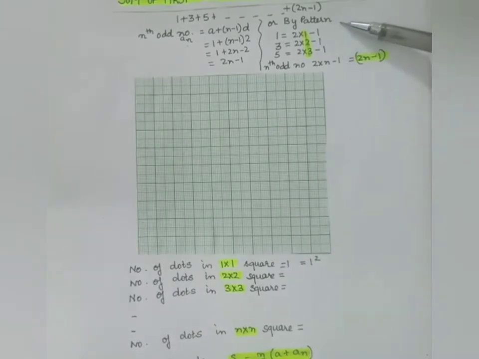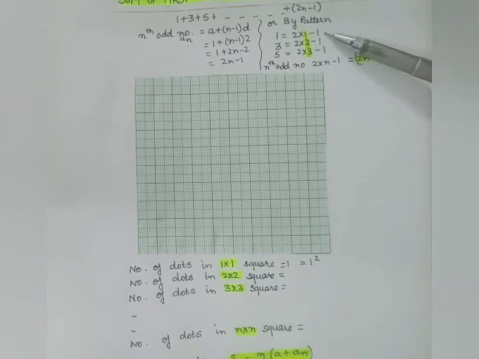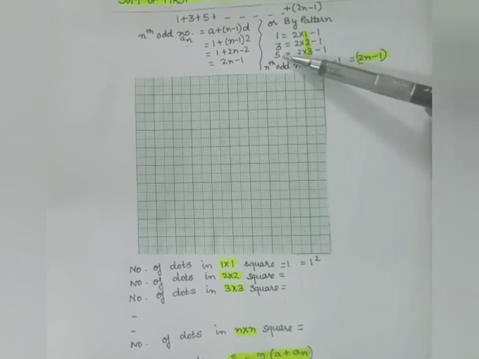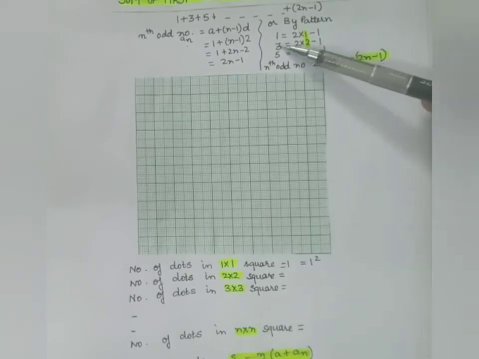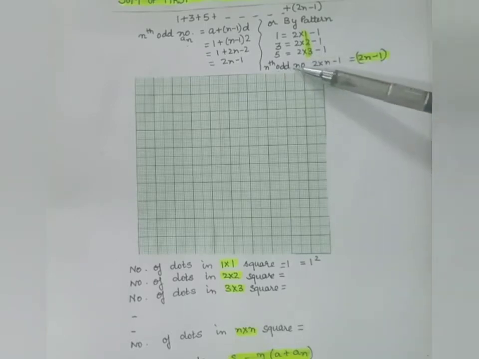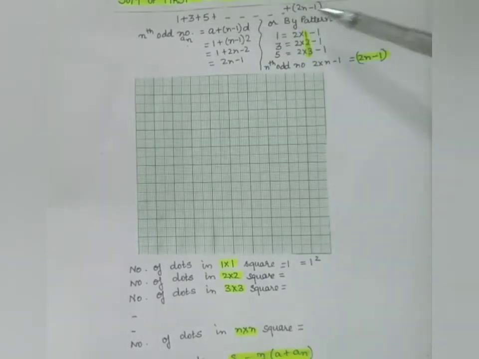And second is by pattern. If I see 1, it is 2 into 1 minus 1. That means twice the first natural number, that is n, minus 1. Then 3 is 2 into 2 minus 1. Then 5, which is the third odd number. For the third odd number, we are writing 3 here. For the second odd number, we are writing 2 here. So by observing this pattern, for the nth odd number, we will be writing n here. So it will become 2n minus 1. That means the nth odd number in this particular AP is of the type 2n minus 1.